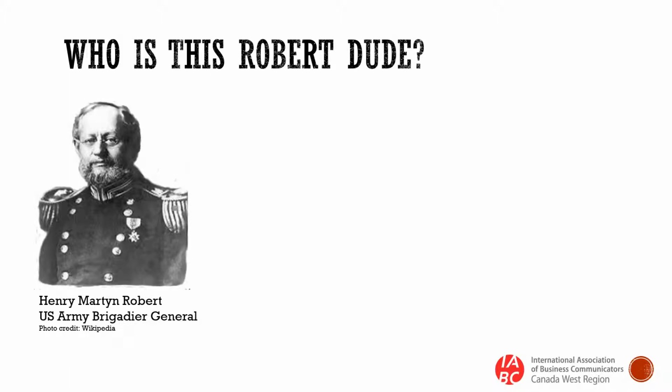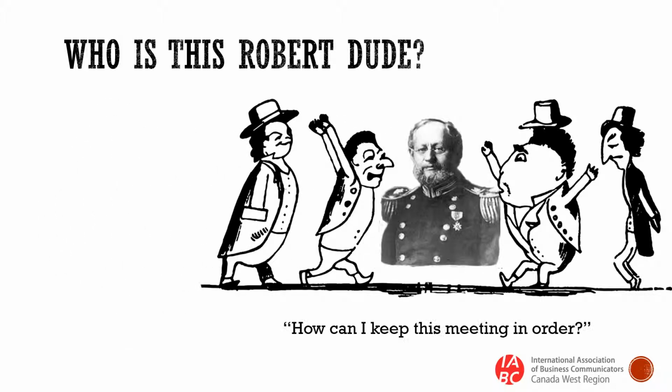So who is Robert and where did his rules come from? Robert is actually Henry Martin Robert, who was a U.S. Army Brigadier General. In 1863, he was asked to lead a church meeting. He felt unprepared for the task of managing a meeting and wanted to ensure he knew what he was supposed to do to try and keep things in order. So Henry decided to do some research on parliamentary procedures to help ensure he could keep this meeting on track.